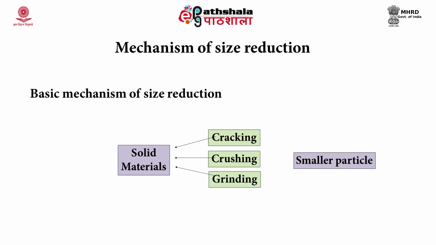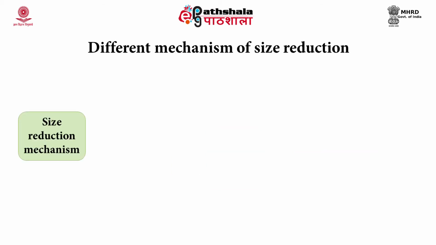The basic mechanism involved in size reduction is cracking, crushing, and grinding. These are the three different ways by which bigger solid materials are broken down into smaller particles. Cracking, as you all know, gives a coarse particle. In crushing, you get slightly finer particles, whereas in grinding, the particle size can be reduced up to a powder. The mechanism, in more detail, involves four different types.